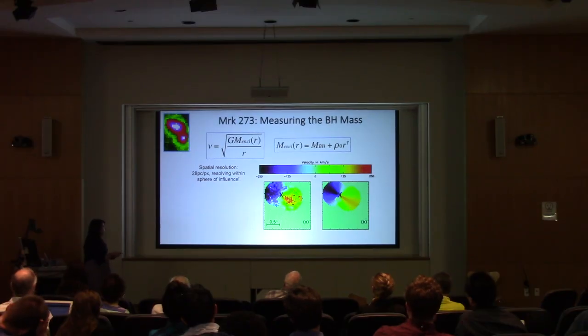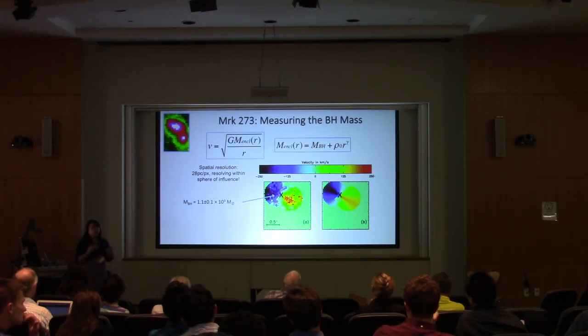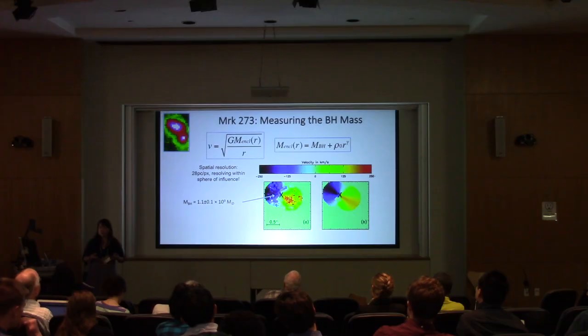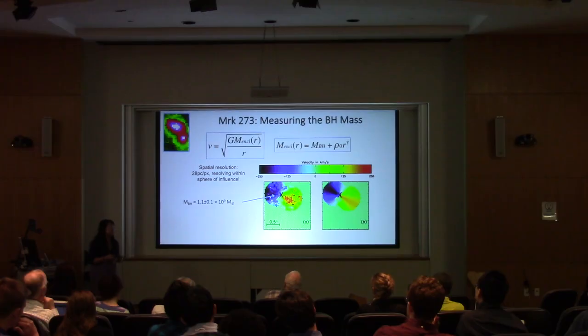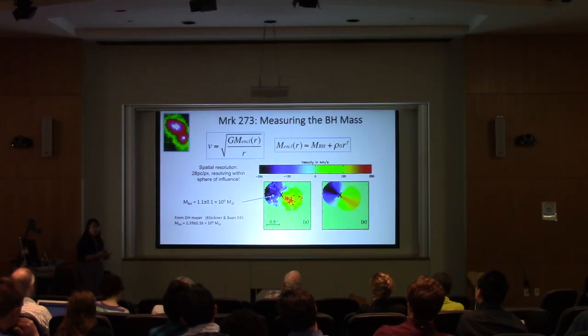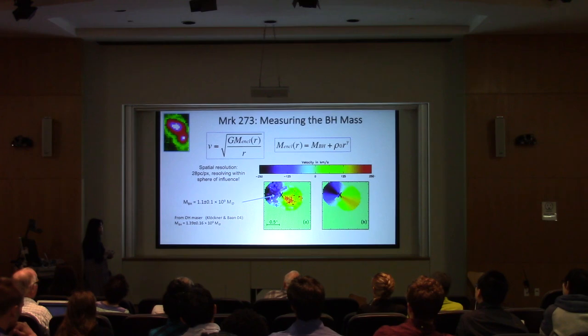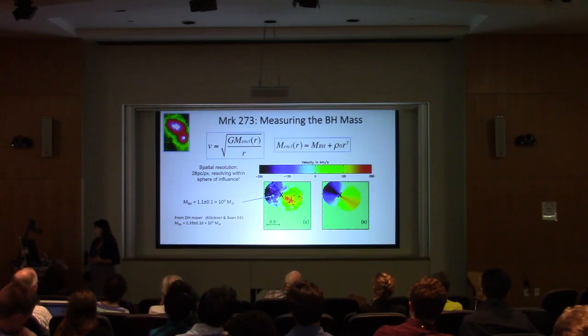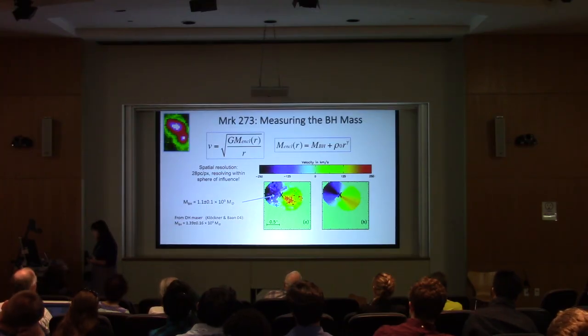And so here I'm just modeling the observed data, the velocity field, and we were able to derive a black hole mass of 1.1 times 10^9 solar masses. Now, people sometimes don't really trust black hole mass measurements from ionized gas, but for this particular galaxy, there was also a black hole mass measurement from OH maser, which is sort of a gold standard for measuring black hole masses, and it's a pretty close estimate of the black hole mass. So we were pretty confident in our black hole mass measurements.